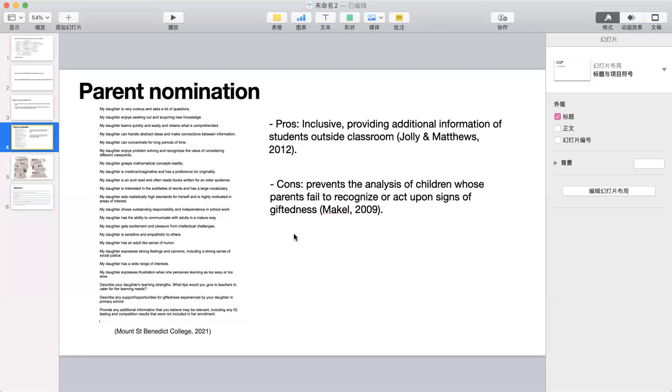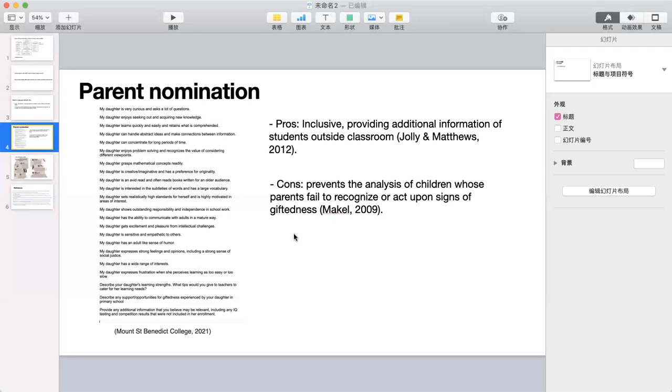and vocabulary. Here is an example of a parent nomination form extracted from the official website of Mount Saint Benedict College, which is a girls' high school. We can see the nomination form is inclusive since it takes many subject areas into consideration and allows parents to provide information on their children's abilities, which are not exhibited in classroom settings.